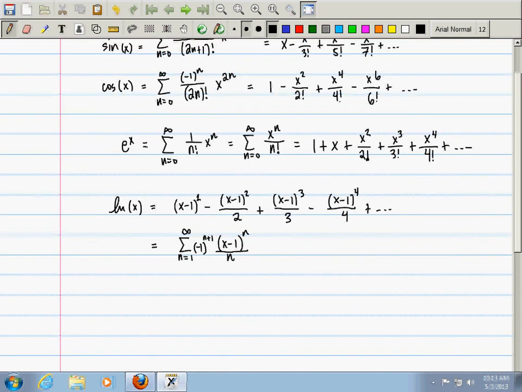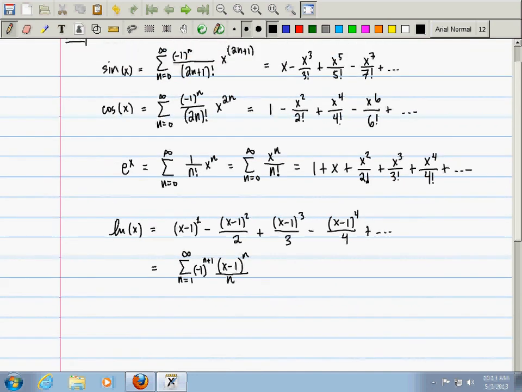Okay, there's the log function. Now I'd like to point something out that's interesting. That's not really something we're going to get into deeply in this class, but it's just interesting. Notice for sine and cosine and the exponential, we have this factorial in the denominator. That factorial grows much, much faster than x to the n. x to the n is geometric in x, whereas this is factorial.